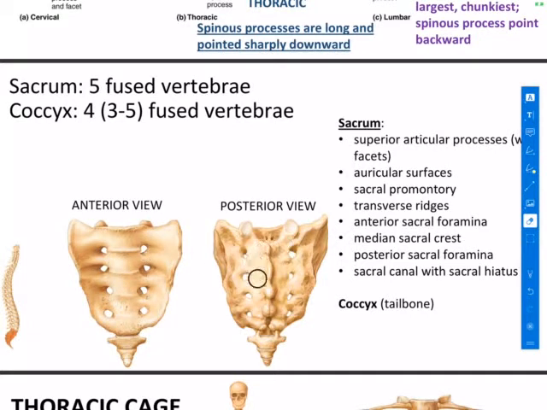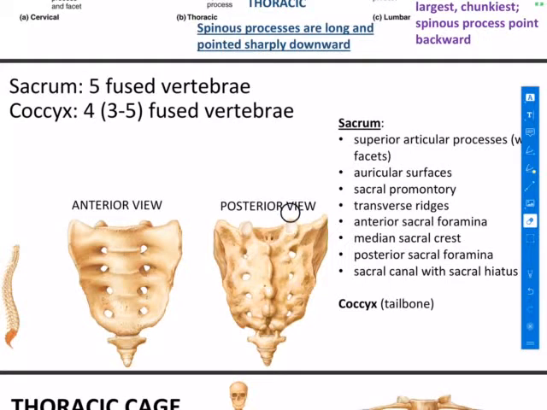Let's look at the posterior side here. On the posterior side, you get a much better view of the facets on the superior articular processes, and those articulate with the inferior articular process of lumbar vertebra 5, or L5. The joint between L5 and S1 is a very common place for people to injure their backs.